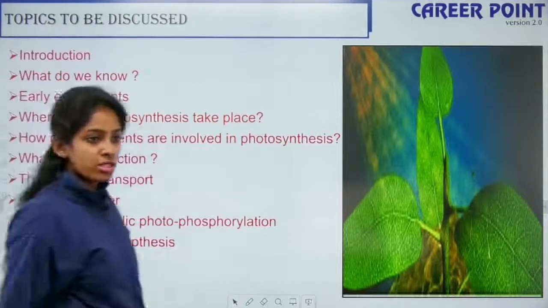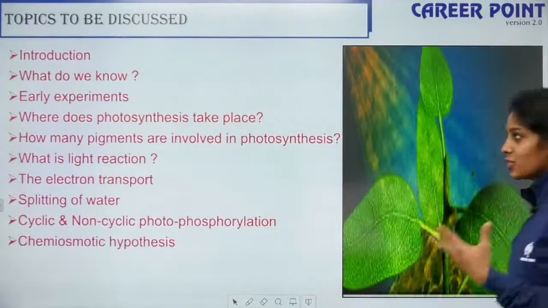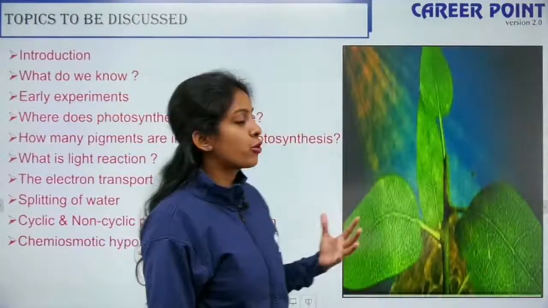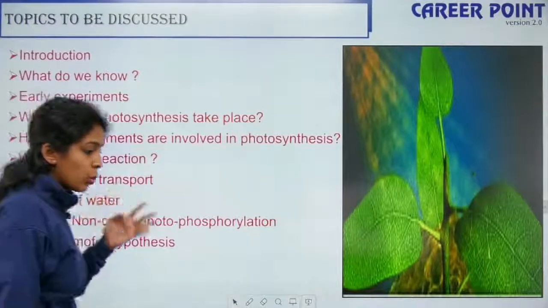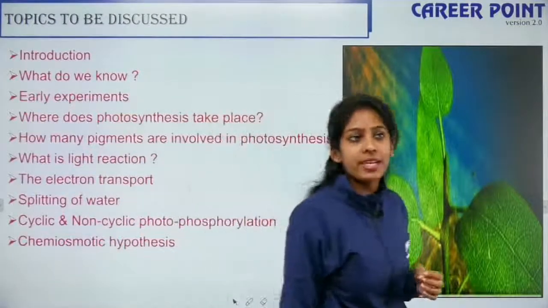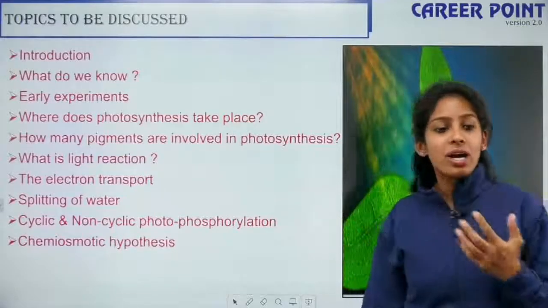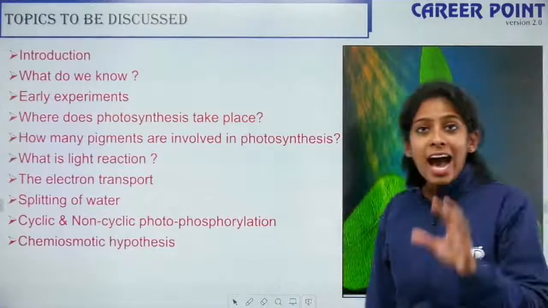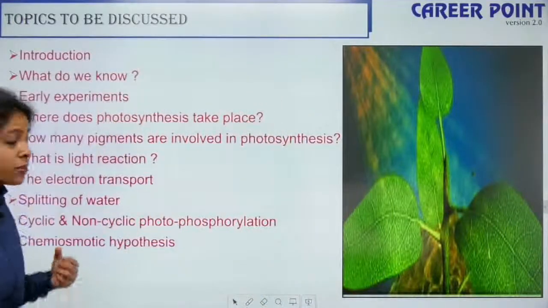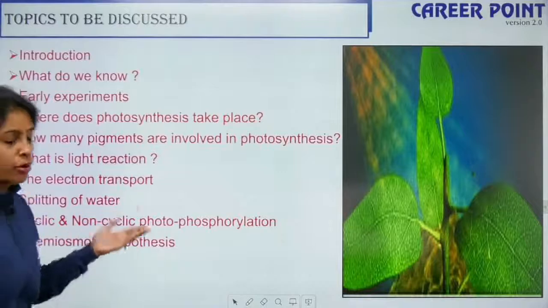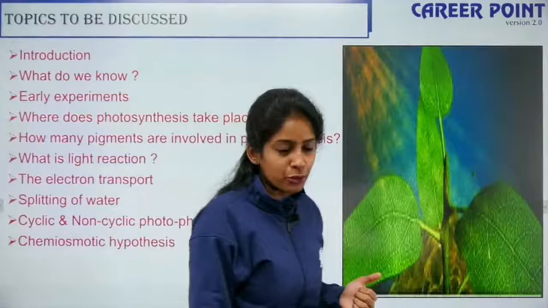Yes, we were done with all this, so I hope you remember, right? We were done talking about a series of experiments. We also know where photosynthesis takes place. How many pigments are involved in photosynthesis? We have 4 pigments: chlorophyll a, chlorophyll b, xanthophylls, carotenoids. Then we know what is a light reaction, how electron transport happens, and how in the electron transport chain ATP is getting released. What is the Z scheme? What is non-cyclic photophosphorylation? Where is the splitting of water? And what happens in the chemiosmotic hypothesis, right?